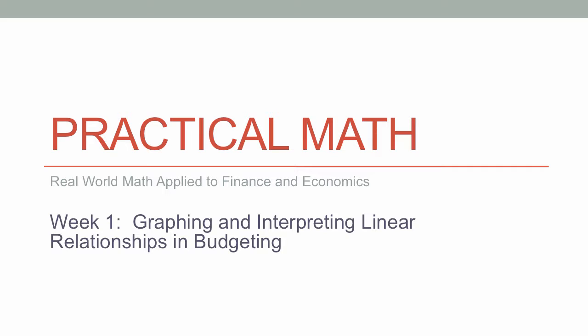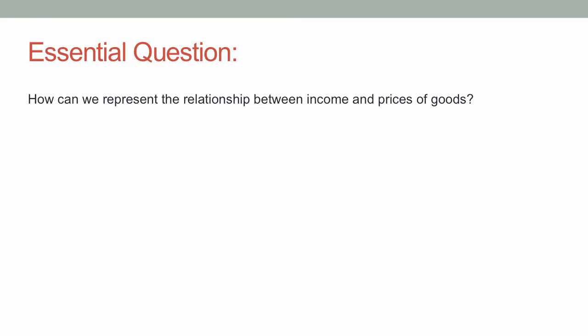We're going to be going over week one, learning how to graph and interpret linear relationships in budgeting. So here's our essential question. How can we represent the relationship between income, that's how much money you get, and the price of goods? That's how much money we have to pay for things.